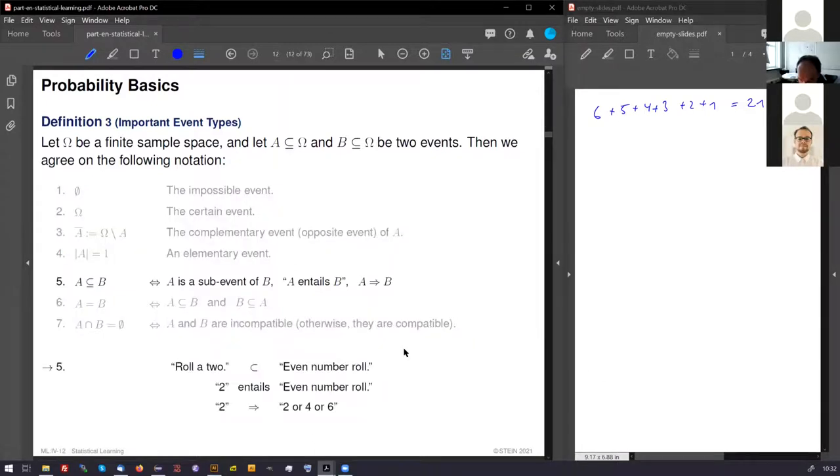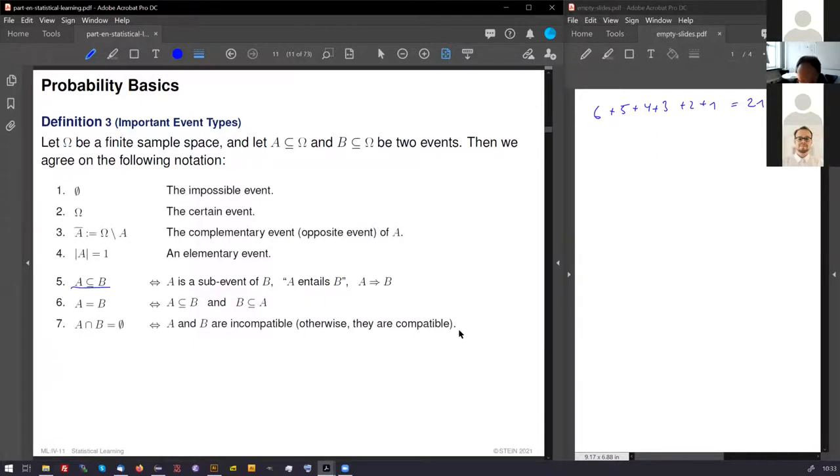I give you an example for this. Roll 2 is a sub-event of the event even number roll. This means from 2 follows 2 or 4 or 6. We say 2 entails an even number roll. Don't think conversely that 2 or 4 or 6 entails 2, because you see here a bigger set on the right hand side. No, this is wrong. 2 entails this one. That means if A is a sub-event of B, A entails B. If two events are incompatible, their respective sets have no member in common.